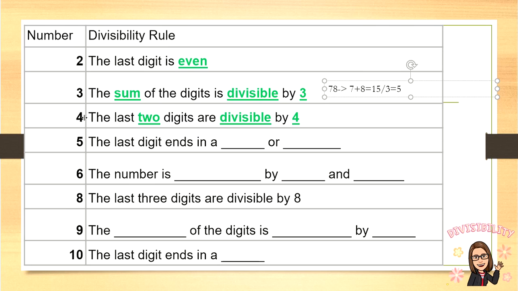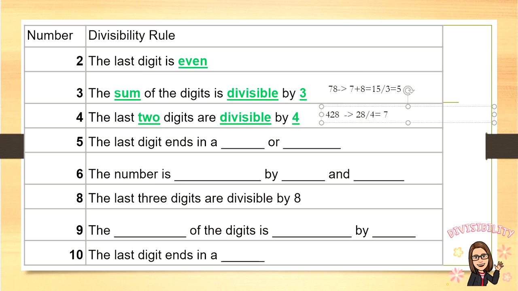Okay? Divisible by 4. The last 2 digits are divisible by 4. So if you look at the last 2 digits, they are divisible by 4. So if the number was 428, I look at the last 2 digits, which are 28, and we know that 28 divided by 4 equals 7. Wait, that's not right. Sorry, 1 second. Oh, yeah, that's right. I was just having a little brain moment. Okay, so let's go on.